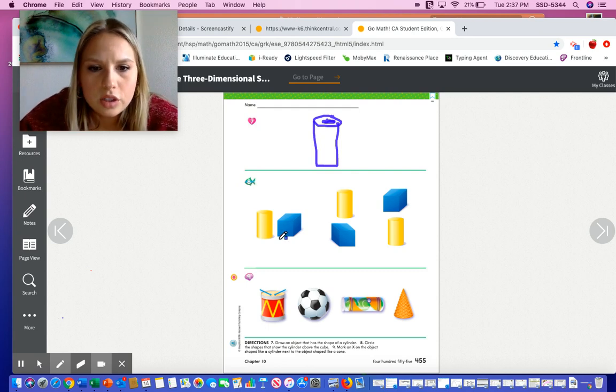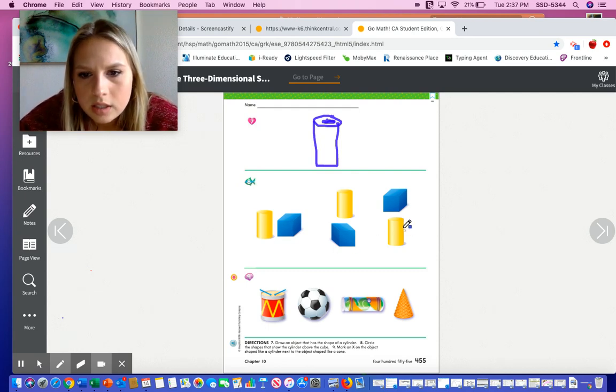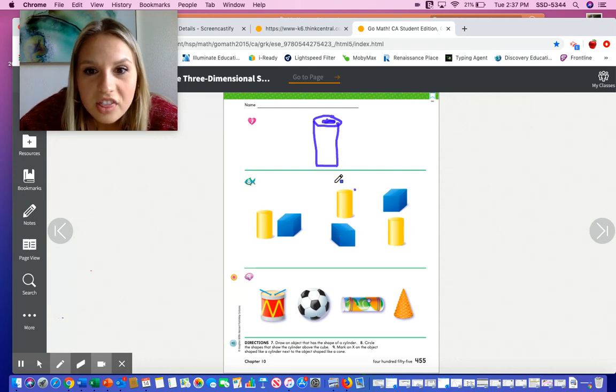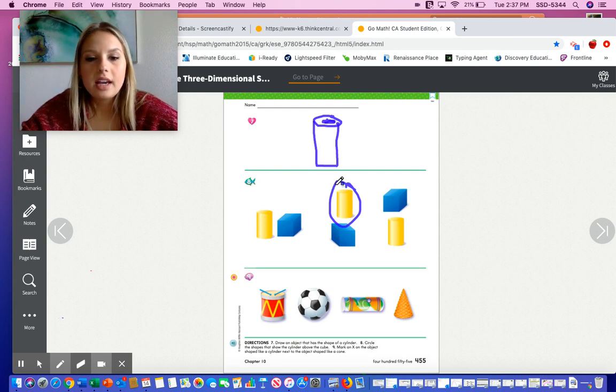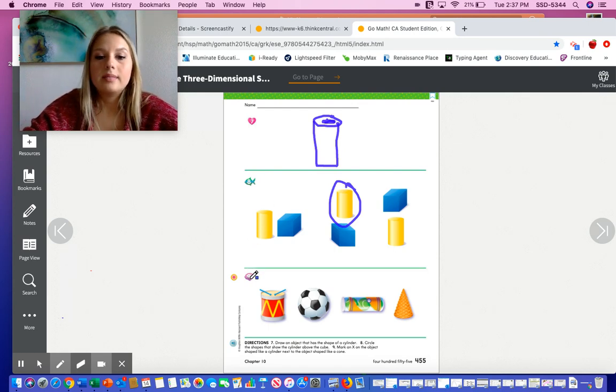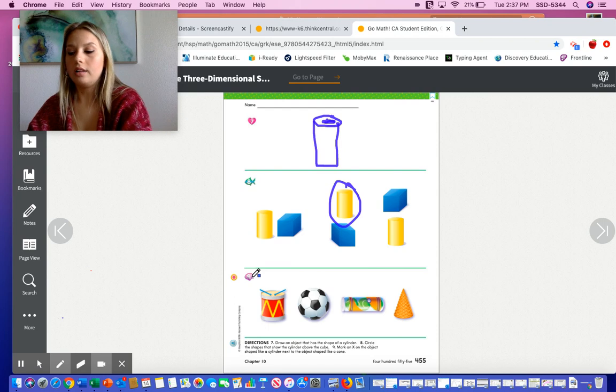There's a cylinder to the side of the cube. There's a cylinder below the cube, but we want the one on top. This one. Good. Go ahead and find pink seashell, number 9.